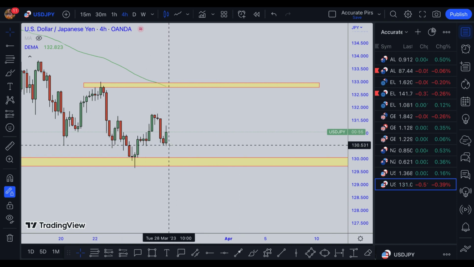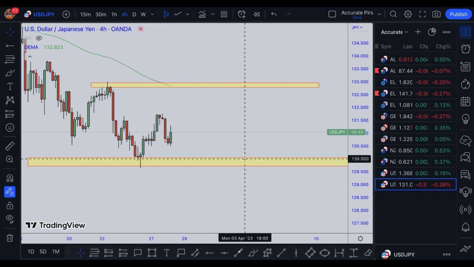Not really any real structure on that. We have got a support and resistance level, just waiting for confirmation if those levels will hold. So that's USD JPY. Pretty much nothing much on that.